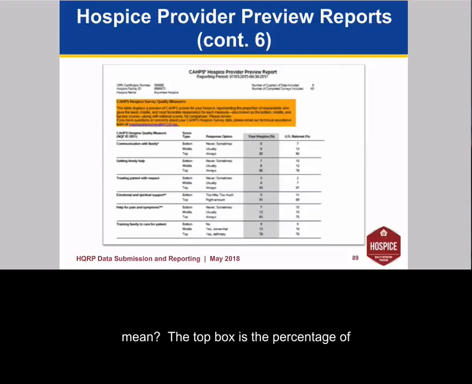And what does that mean? The top box is the percentage of respondents who provided the most favorable responses to the item or items in the measure. These are your most favorable responses. Middle is the percentage of respondents who provided mid-range responses. And the bottom box is the percentage of respondents who provided the least favorable responses. This is often a useful number for quality improvement because it may alert you to areas that need work.